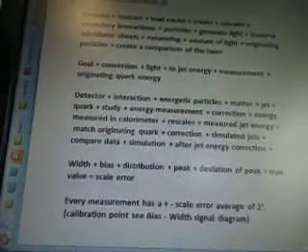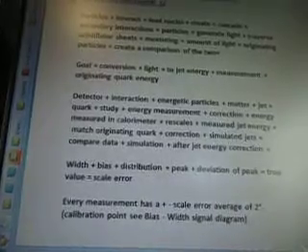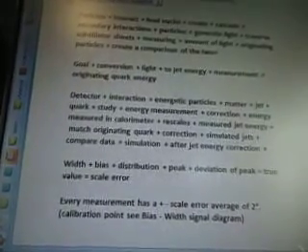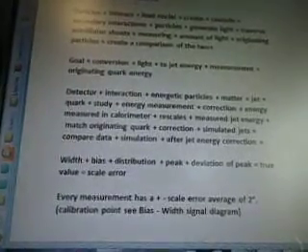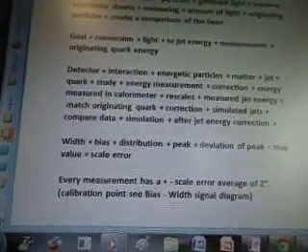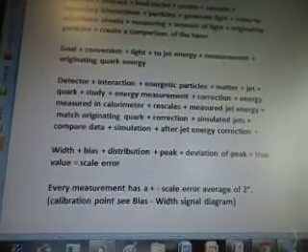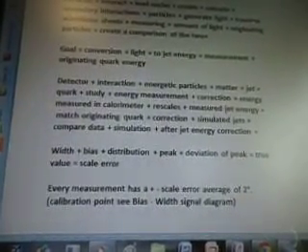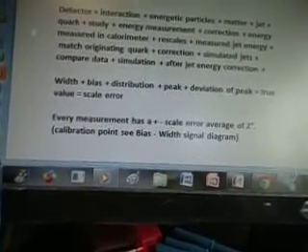Energy measured in calorimeter. Rescales measured jet energy. Matching originating quark. Correction. Simulated jets. Compare data. Simulation after jet energy correction. So you take your width, add your bias, add your distribution. Peak, deviation of peak equals true value equals scale error. Every measurement has a plus minus scale error, average of 2 degrees. Calibration point, see bias, width, signal diagram.